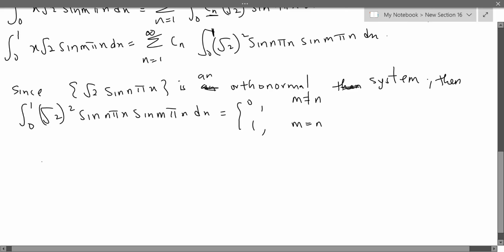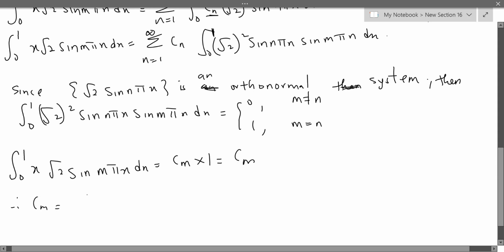So what do we do? Coming back to what we're solving, you write this again, sine m pi x dx. The whole of this will give you 0 when m is not equal to n, and it is just at the point m equals n that your integral gives 1. So this is just c_n. Therefore c_m is actually equal to the integral from 0 to 1 of root 2 sine m pi x dx.